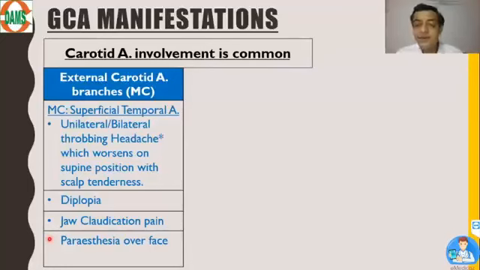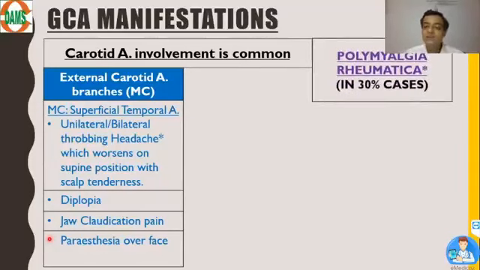We have seen in anatomy what the branches of the external carotid supply: the superficial temporal, the extraocular muscles, the muscles of the jaw, and the sensory root of the trigeminal nerve. Paresthesia is a sensory symptom. I told you, the sensory root of the trigeminal is supplied; if supply is not there, you get paresthesia. Okay, come to the other side.